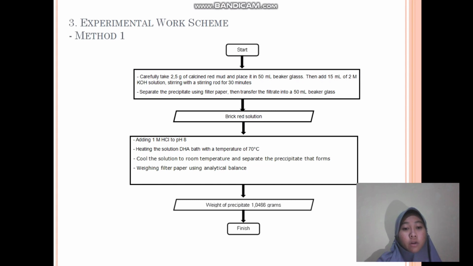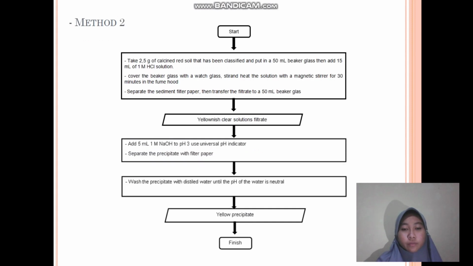Obtain the red solution, adding 1 M HCl to pH 8, heating the solution to dehydrate at a temperature of 70 Celsius. Cool the solution to room temperature and spread the precipitate on filter paper that was previously weighed. Dry the precipitate in the oven until constant weight.